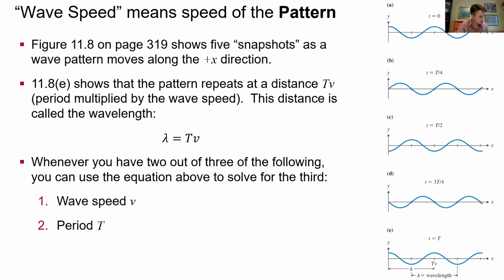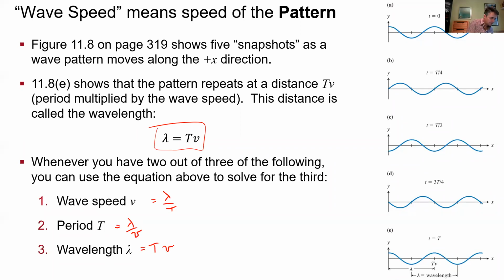There are a few ways of rearranging it. But the main thing is you've got 3 constants there: wave speed, the period, and the wavelength. Those constants are related by this equation, and you can solve for any of them. Wave speed is going to be lambda over T. The period is going to be lambda over v, depending on which you want to solve for. And the wavelength is T times v. It's a useful equation.